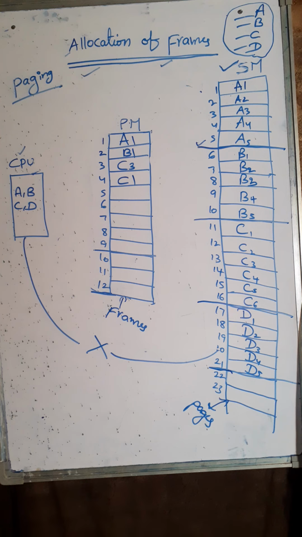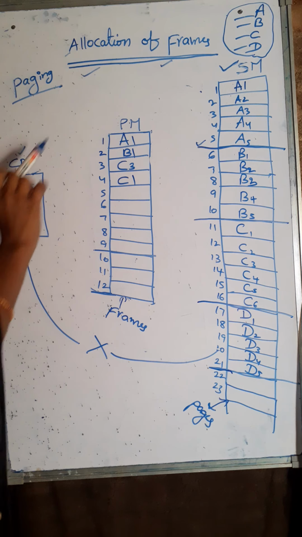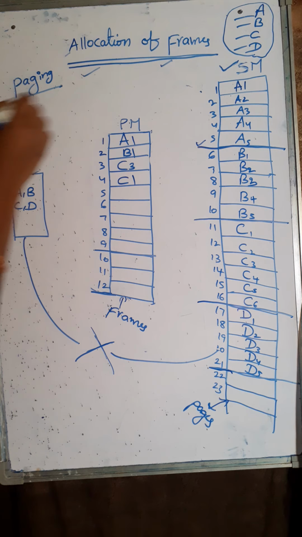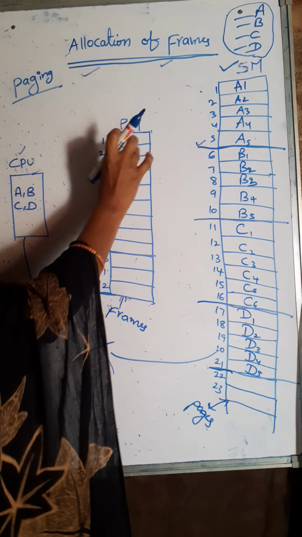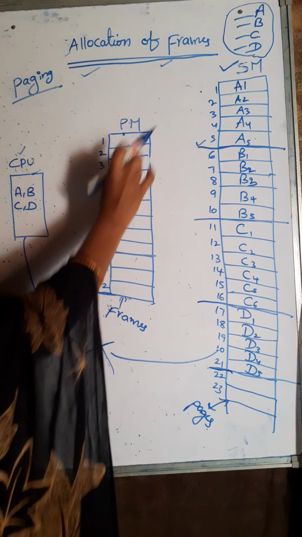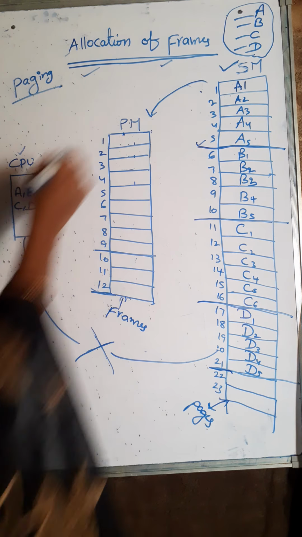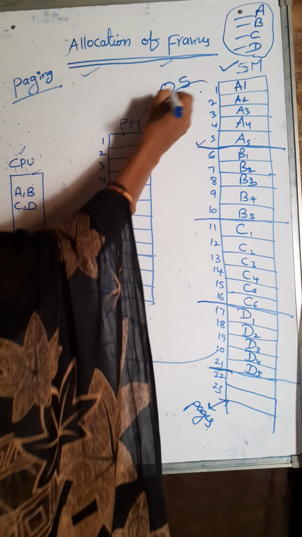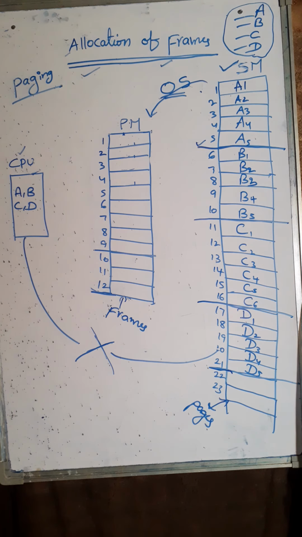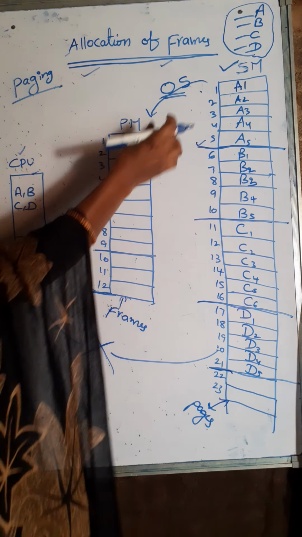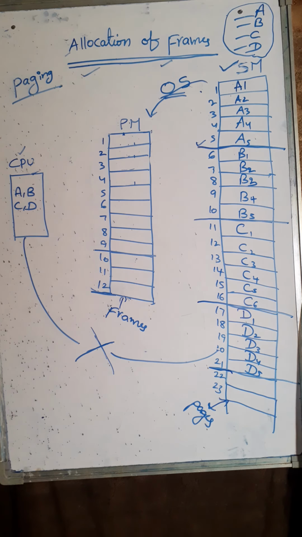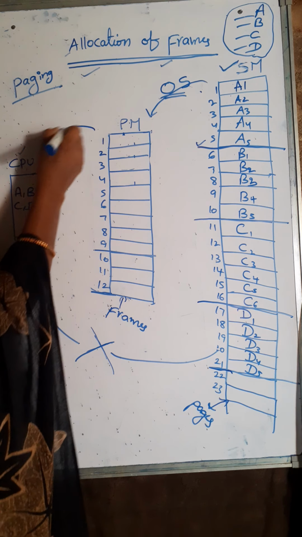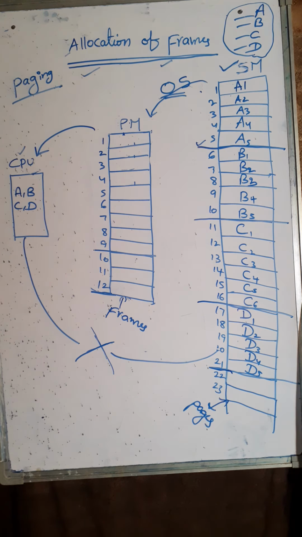So if you observe, CPU cannot access the data from the secondary memory directly. So the data from the secondary memory should be brought to the primary memory. Moving the programs from secondary memory to the primary memory is the responsibility of the operating system. So operating system should bring the pages from secondary memory to the primary memory. Once pages are available in the primary memory, now CPU can access the data and can execute the data.